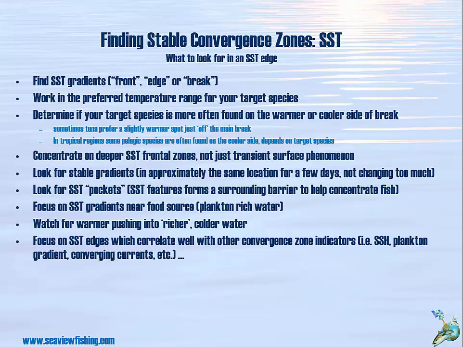Concentrate on stable convergence zones, not just the surface phenomena that will dissipate in a day or so. Look at the plankton imagery and the sea surface height data and try to determine if your selected sea surface temperature edge is a deep frontal zone which will stay in place for at least a few days. Look for pockets of clearer or bluer water surrounded by water of a different type, especially if plankton-rich and perhaps bait-rich waters are nearby. Look for sea surface temperature edges that correlate in space and time with convergence zone indicators seen in other SeaView data types.